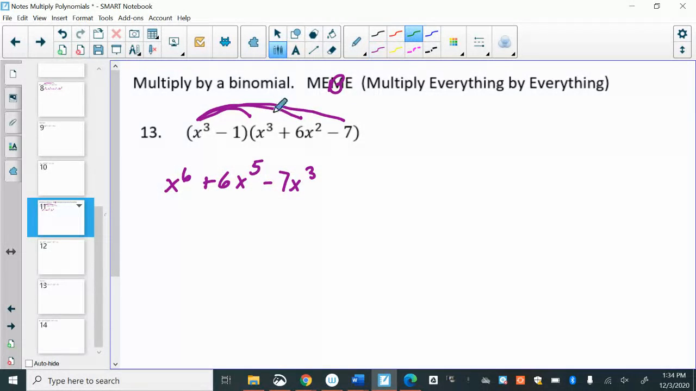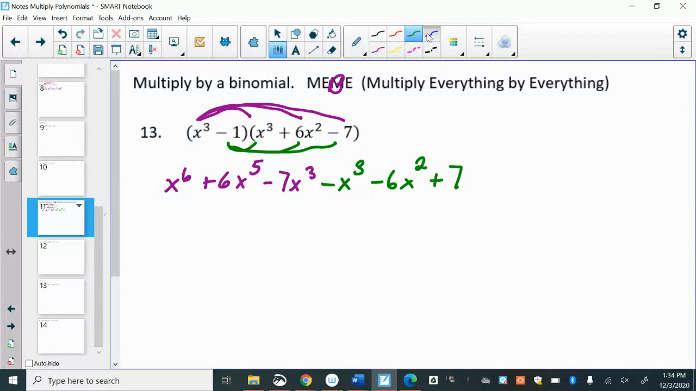Then what you want to do is take the second term of negative 1 and multiply it to all 3 terms. And that's why I call it me-b. Multiply everything by everything. Minus 1 times x cubed is going to get you minus x cubed. Minus 1 times 6x squared is going to get you negative 6x squared. And negative 1 times negative 7 is going to get you a plus 7.